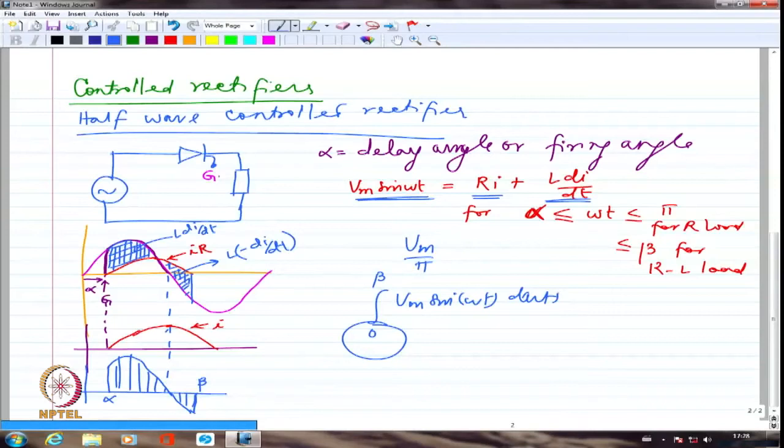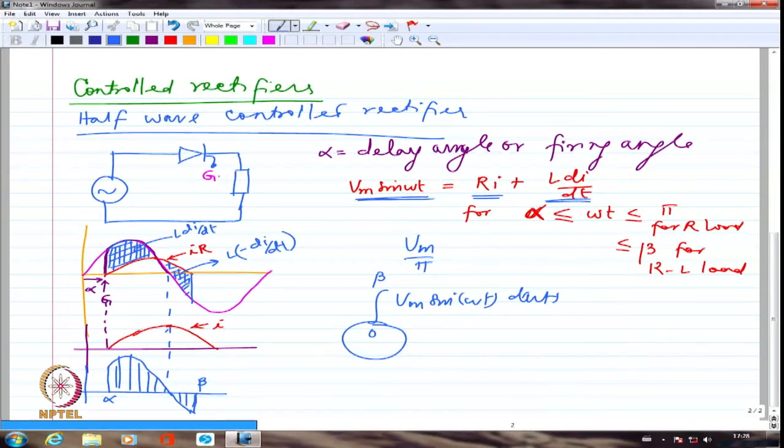So this is essentially for controlling the output voltage. You are not controlling the voltage. You are either giving a gate pulse or not giving a gate pulse. If you give a gate pulse, you are going to see that the device starts conducting. If you don't give a gate pulse, it will not conduct. That's it. So now that we have seen at least half wave rectifier, let us now go to the full bridge controlled rectifier.